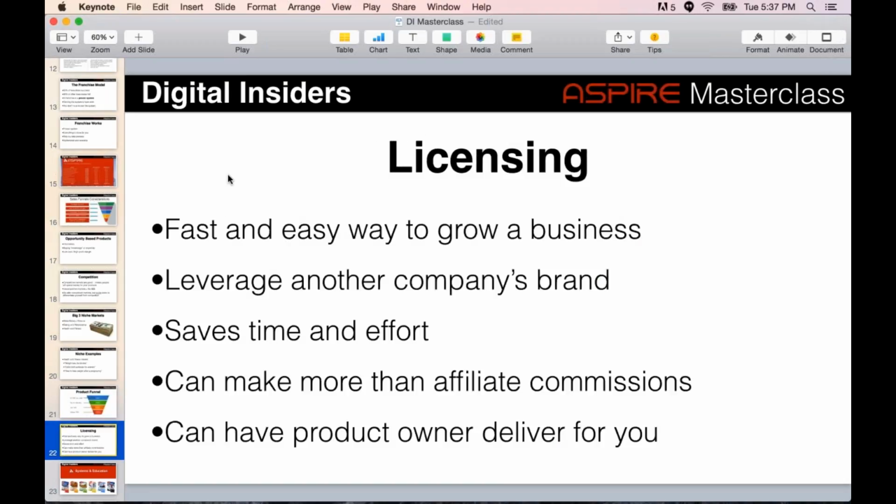Now, you probably don't have all that in place, of course. So that's where Digital Altitude comes into play. Licensing is what you're essentially doing. As a member of Digital Altitude, you're licensing the right to sell their products. And this is one of the fastest and easiest ways to grow a business because you're already leveraging another company's brand. It saves a lot of time and effort that goes into building that brand and building all the products.